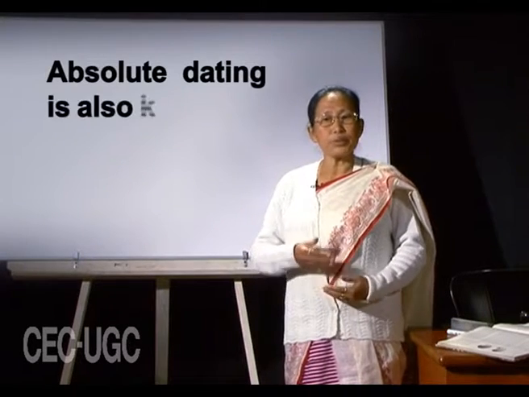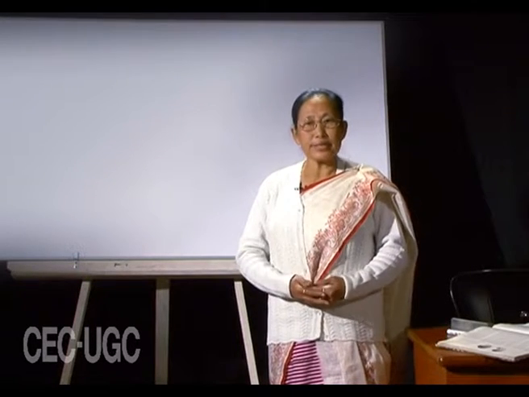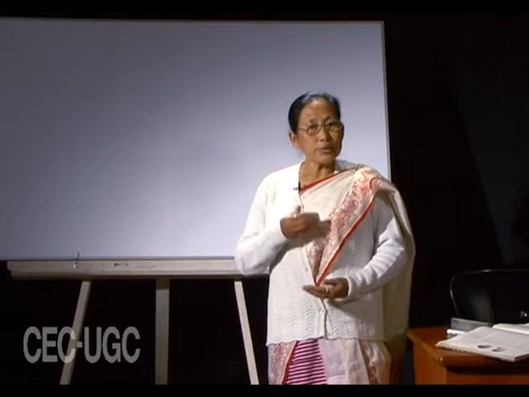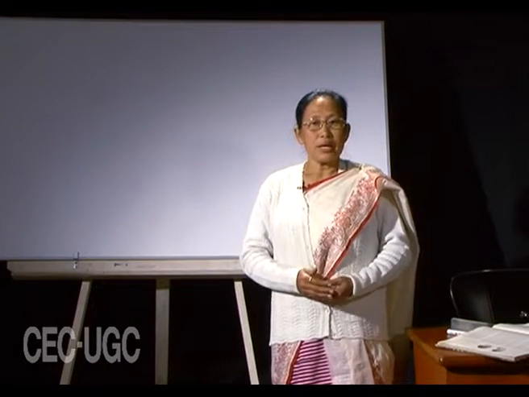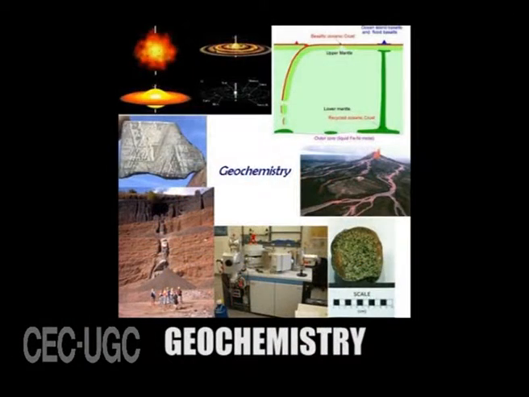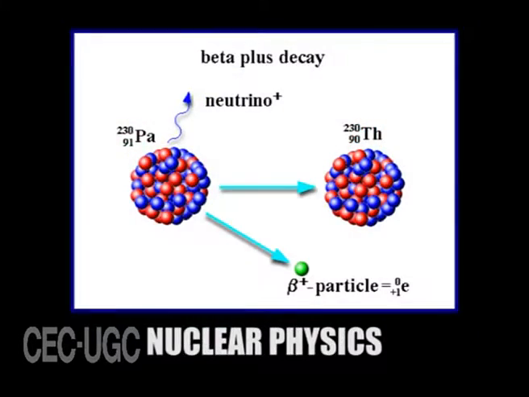Absolute dating is also known as chronometric dating. It is primarily sought to facilitate time sequence in terms of years. It provides the actual time span of a site sequence with close approximation. Absolute dating usually demands a high technology laboratory and hence it is costly. It also demands the help of sciences like geophysics, geochemistry, astronomy, nuclear physics, etc.